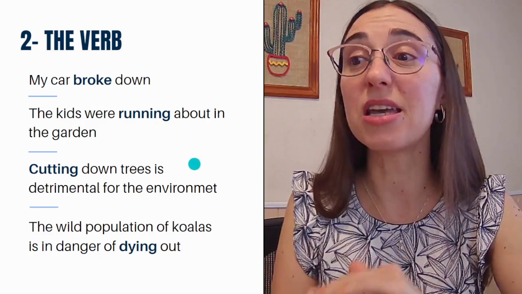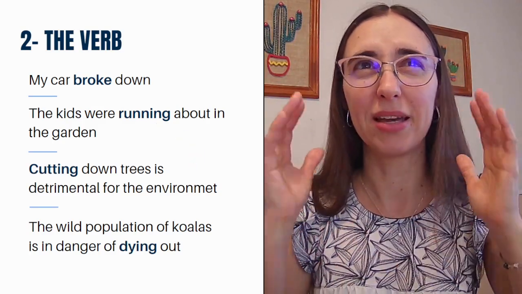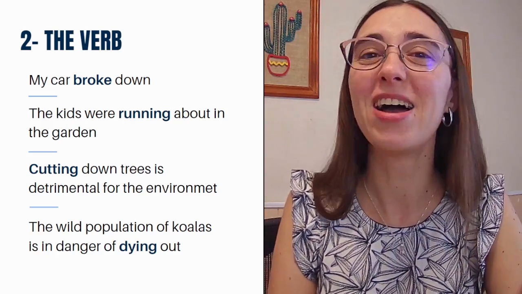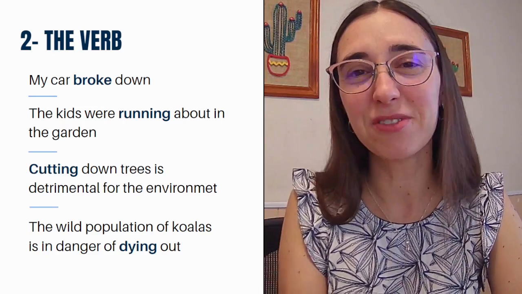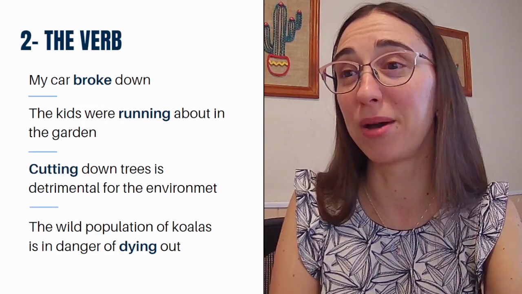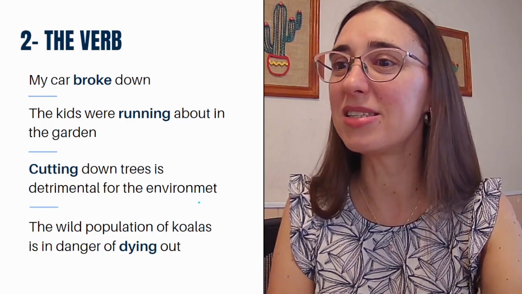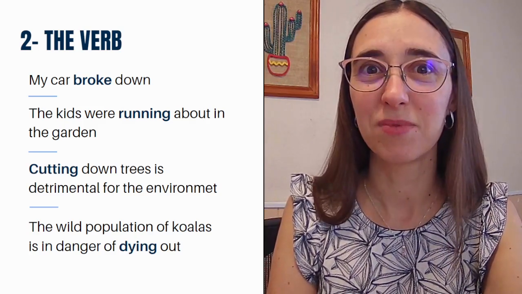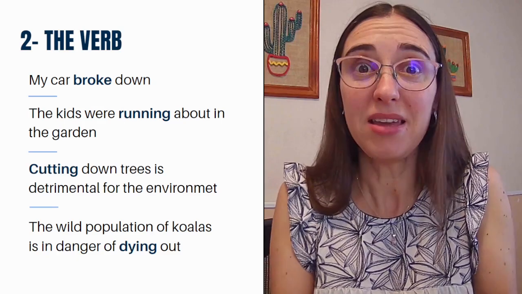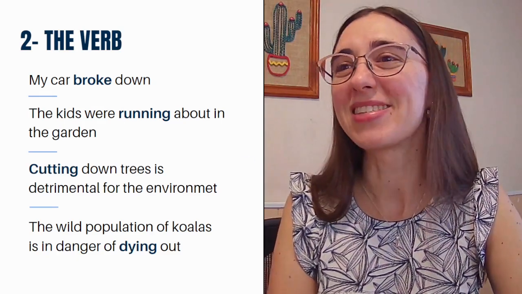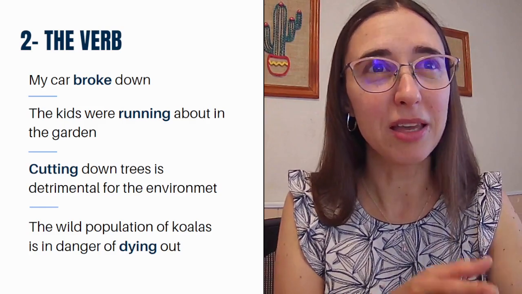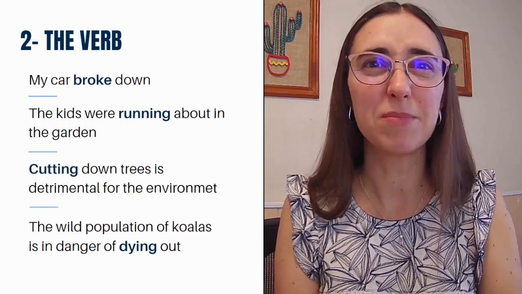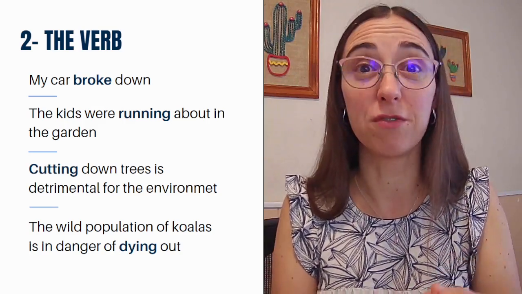Cutting down trees is detrimental for the environment. So again, cutting down. In this case, perhaps it could be a little bit of both the verb and the particle, but it's the verb itself that lets you understand what we are talking about. Or, last but not least, the wild population of koalas is in danger of dying out. Dying out, disappearing by dying. Okay? Excellent. So either focus on the particle, it might give you a clear idea of the meaning of the phrasal verb. Focus on the verb, because sometimes it's quite similar to the verb itself.